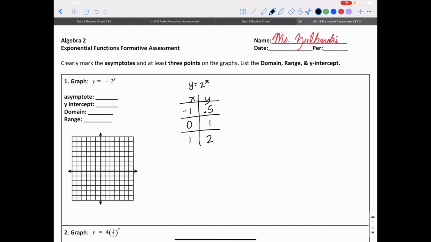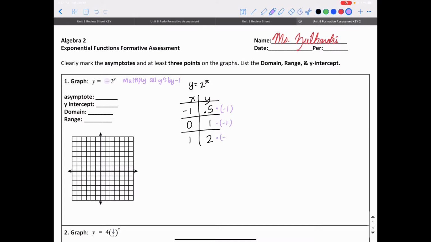From there, I know that the only transformation or extra thing that I see besides 2 to the x power is that negative in front. That tells me that I'm going to multiply all y's by negative 1. That's what actually happens to my parent function points when I'm doing a reflection over the x-axis. So I'm multiplying all of these by negative 1.